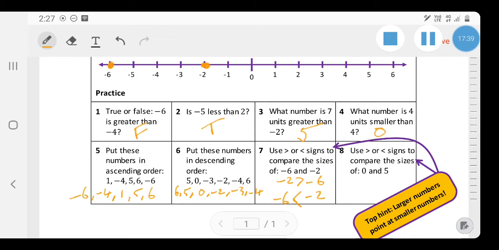One more. Question 8, use the greater than and less than signs to compare the sizes of 0 and 5. Well, that one's easy. I know you know which one of those is bigger, but let's follow our process. Do a dot at 0, a dot at 5. 5 is the furthest integer to the right, so 5 is greater than 0, and the greater number points at the smaller number. So 5 greater than 0, or 0 less than 5. Boom.